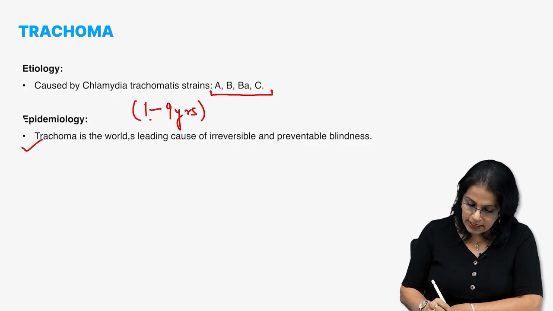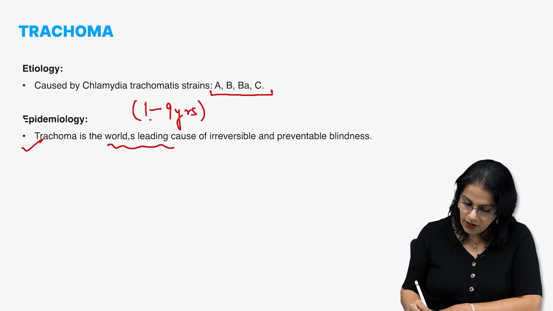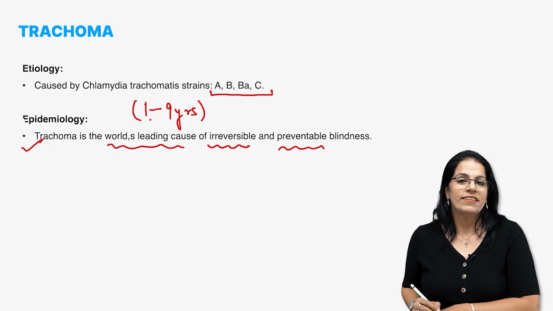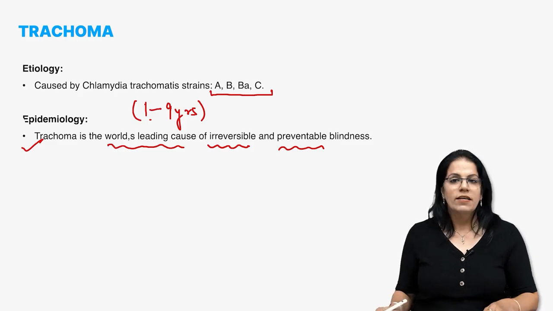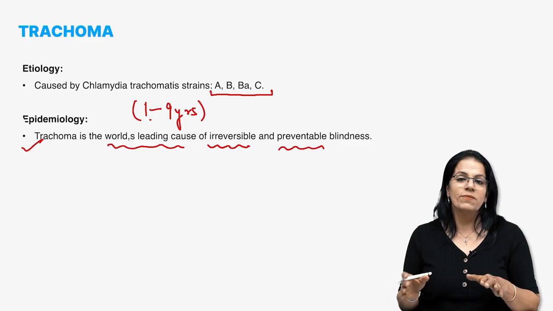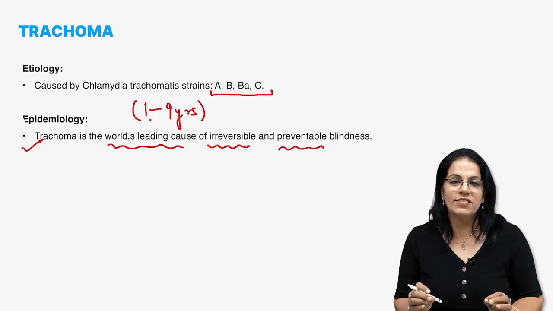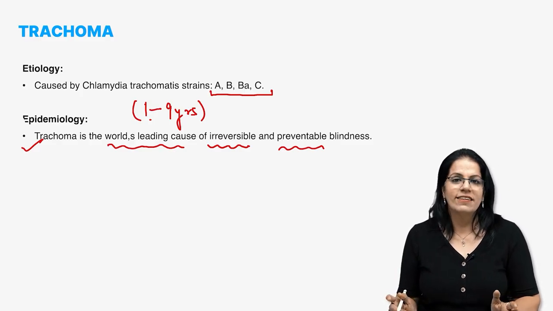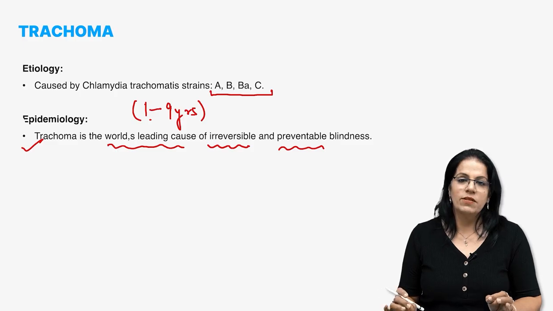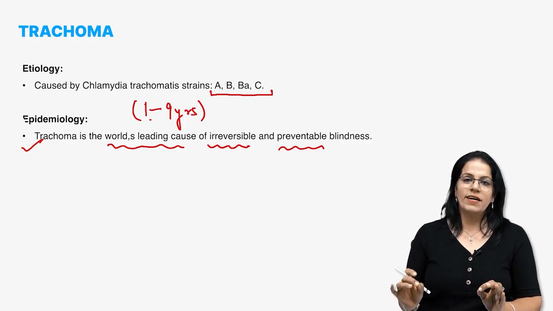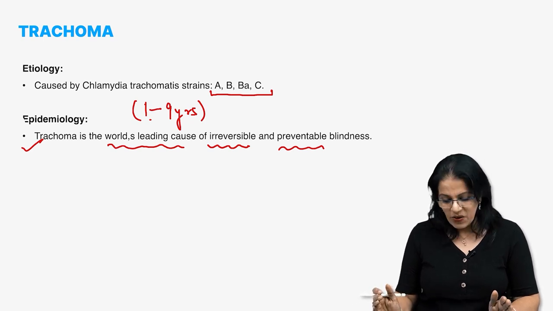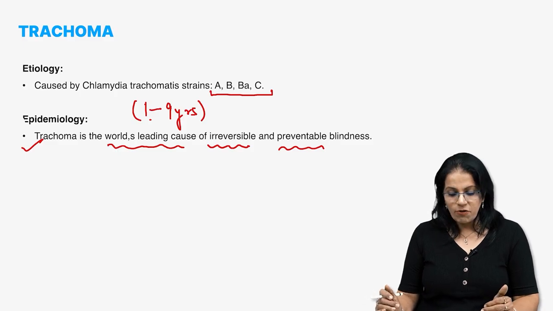And very important, this is the leading cause of irreversible and preventable blindness. Very important. And I think now it has been eradicated from India. It is very recent news that trachoma has been eradicated, not even a month ago. We just saw this news that trachoma is eradicated from India. I hope so. Okay, so this is about what is trachoma.